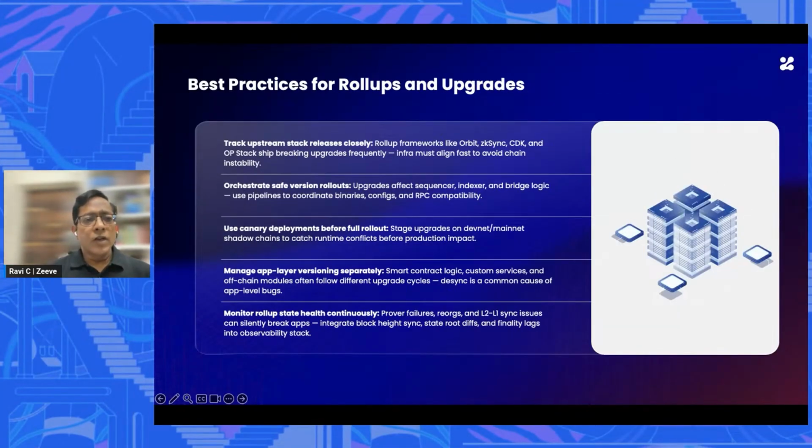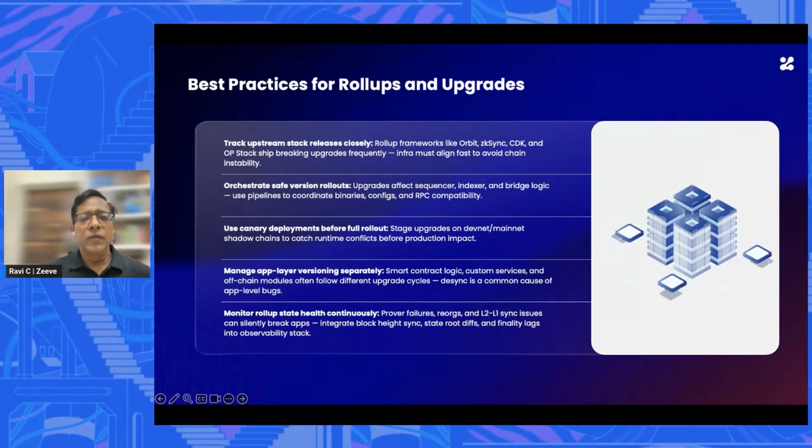Then best practices for rollups and upgrades. Most of the rollup stacks are comparatively new. We can still say that optimistic rollup stacks like OP Stack and Arbitrum Orbit are very, very mature. But zk rollup stacks like zkSync, etc., are still in the process of maturing. We are now seeing a lot of production chains coming out of the zk stack, but there is still a long way to go. So there are continuous updates and upgrades that happen.